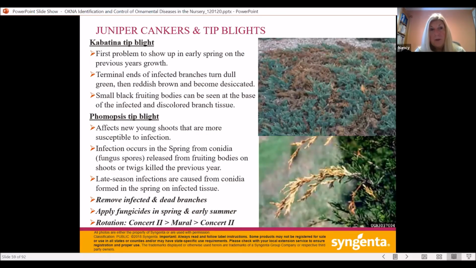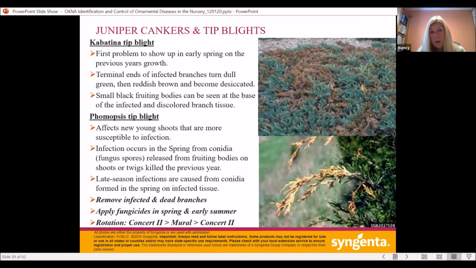For those of you that grow junipers, Cavatina tip blight and Phomopsis can often be a problem on these crops, and so what's really important is to get the fungicides on in early spring, because you tend to see the problems show up a little bit later. Generally, the tips start to turn brown. You may see some black fruiting bodies in this area. It's usually the new young shoots that are affected.